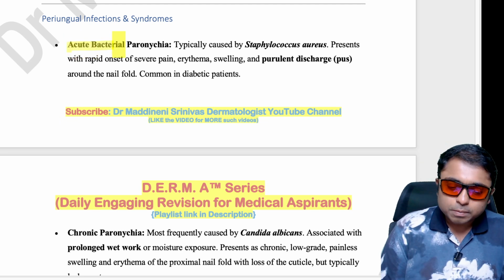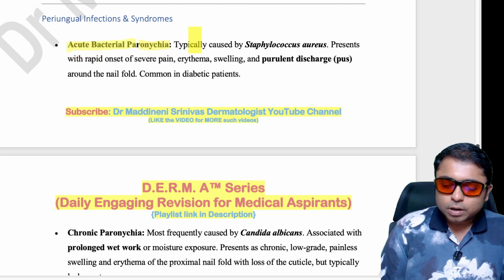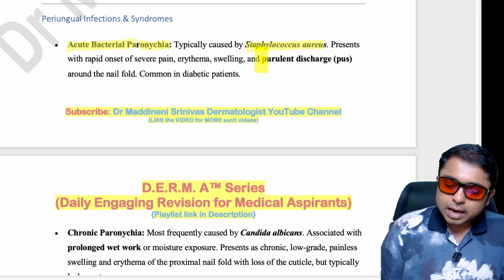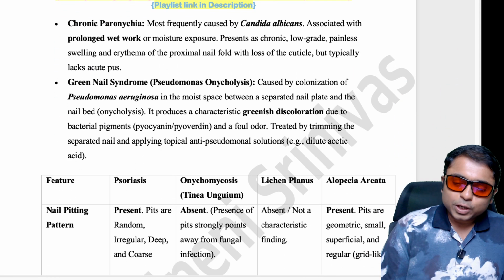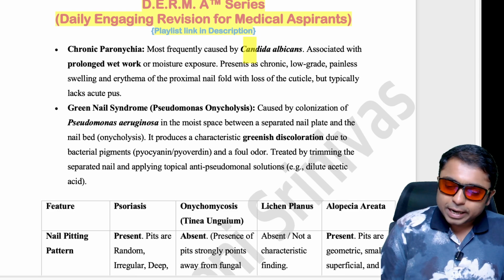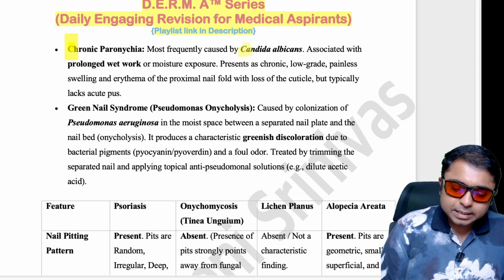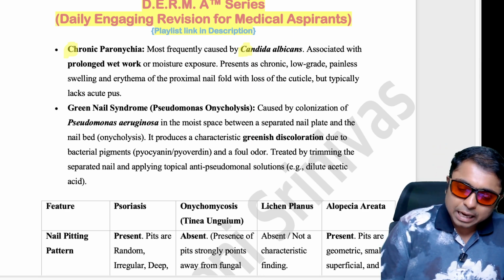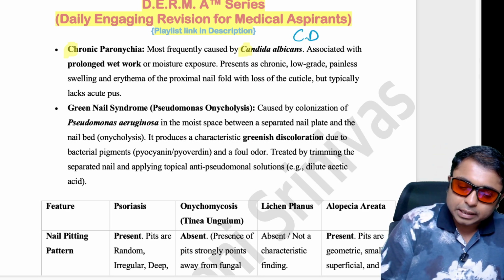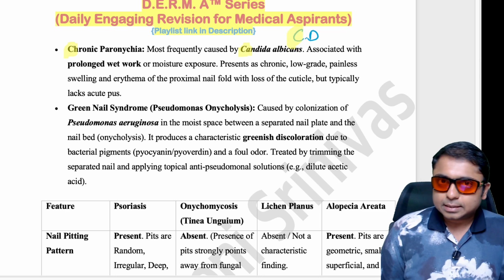If it is because of bacteria, Staphylococcus, it is acute paronychia, and we are going to treat it with antibiotics. And chronic paronychia, most frequently it is associated with Candida albicans. C for chronic paronychia, it can also be associated with contact dermatitis, which is going to form the other C. So contact dermatitis. So you can remember 3 C's, right?